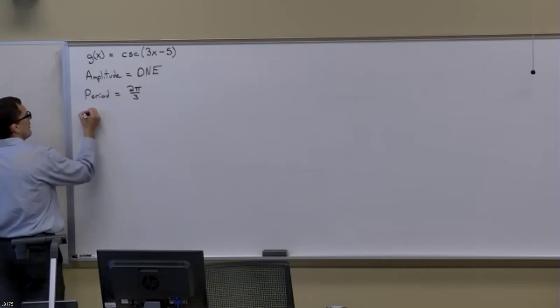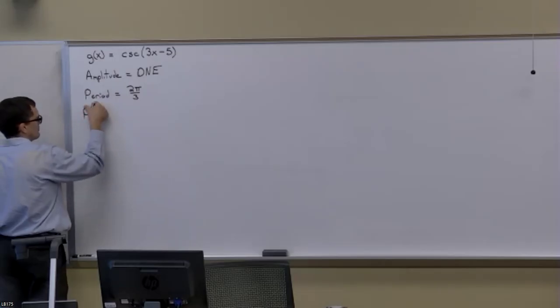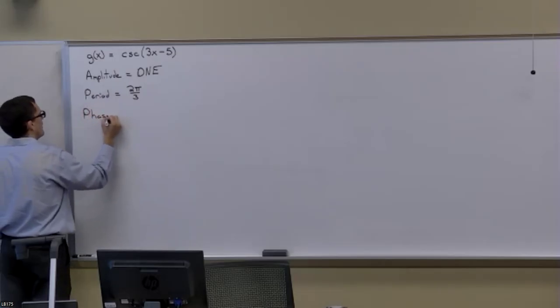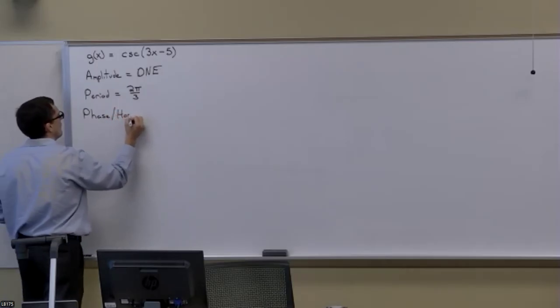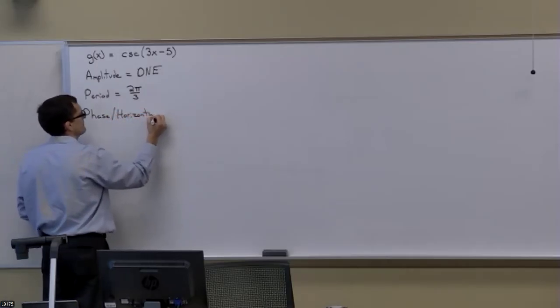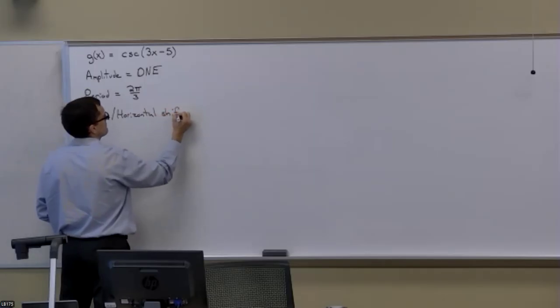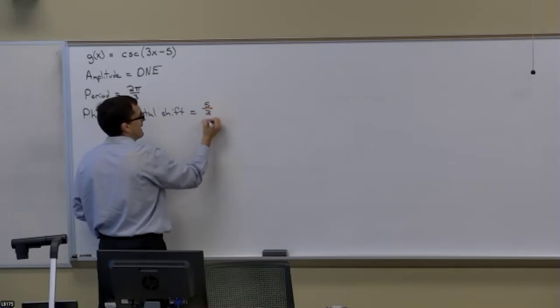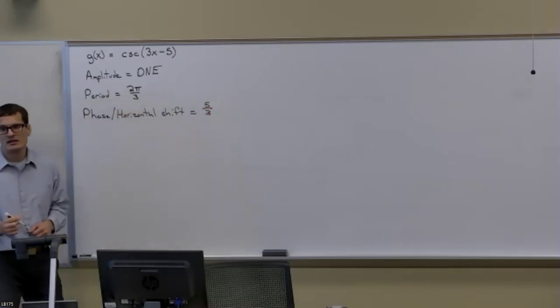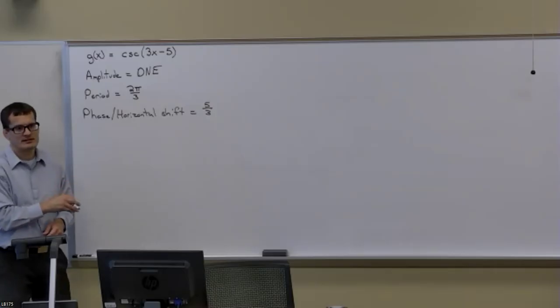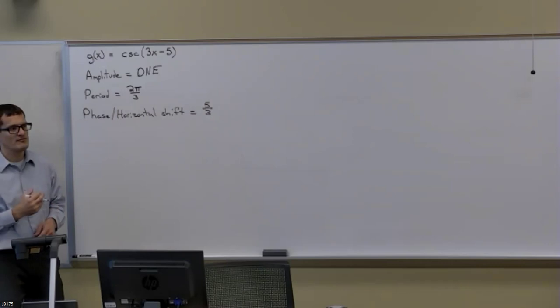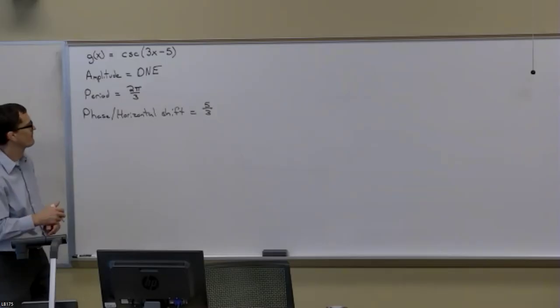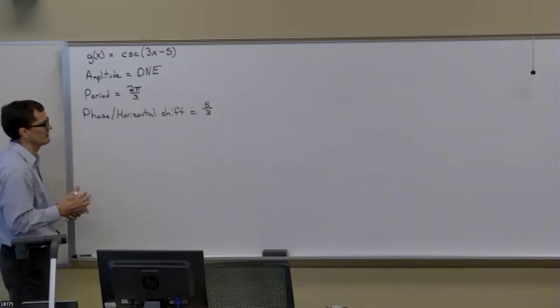Okay. The phase shift or the horizontal shift is going to be 5 over 3. And that's going to be a shift to the right. Okay, so we're shifting to the right 5 over 3 units or 1 2/3 units. There's no vertical shift. I won't even write that down.